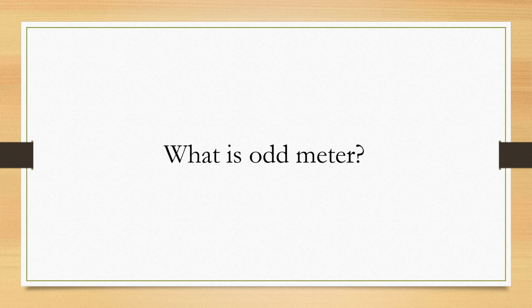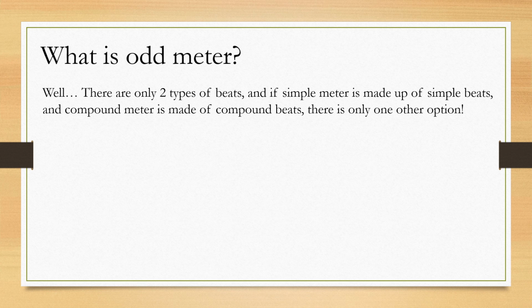Awesome, let's get started. So first, let's talk about what odd meter is. Odd meter is basically anything, well, not simple or compound. There are only two types of beats as covered in the previous lesson. There are only simple beats and compound beats.